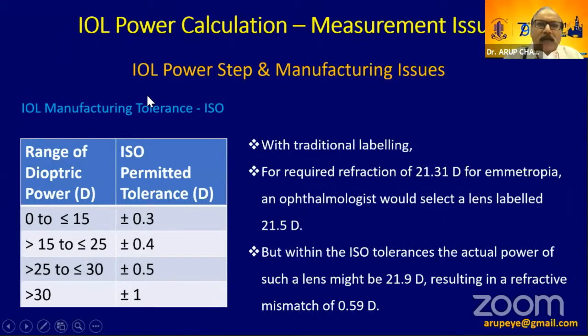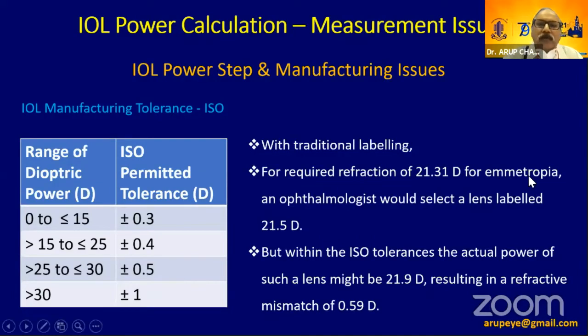Again, we have come a long way in terms of our biometric performance. We are getting very accurate K readings. We are getting very accurate axial length, etc., etc. But the industry has not kept pace with time. Most of the companies still provide us lenses in increments of 0.5 diopter steps. Though a few companies have come up with an increment of 0.25 diopter, various bodies like ISO allow some degree of tolerance for these lenses. And none of the companies really put the exact power of the lens on the lens box.